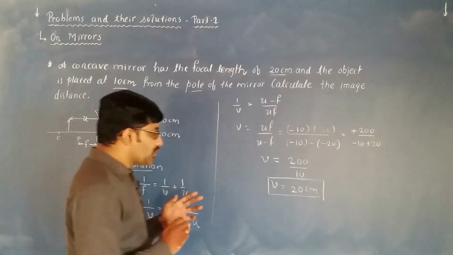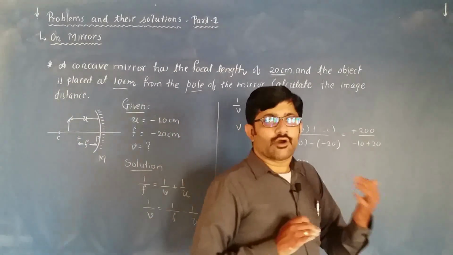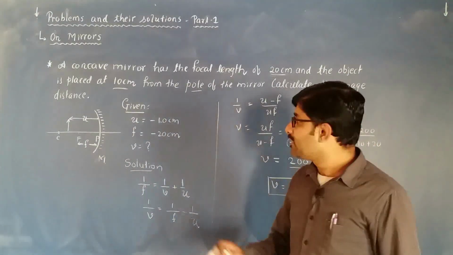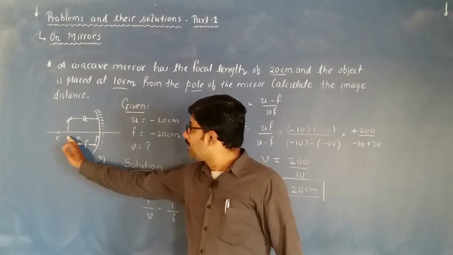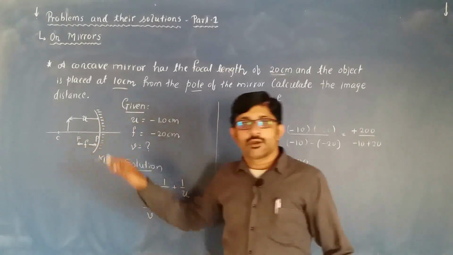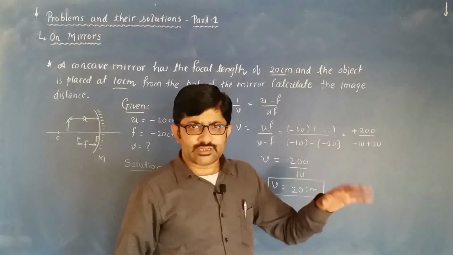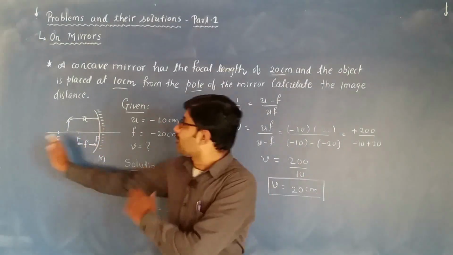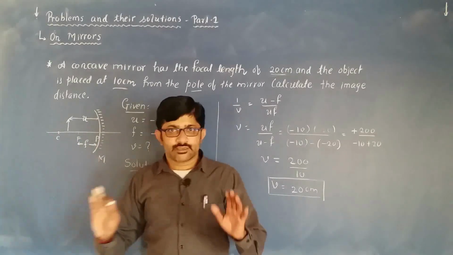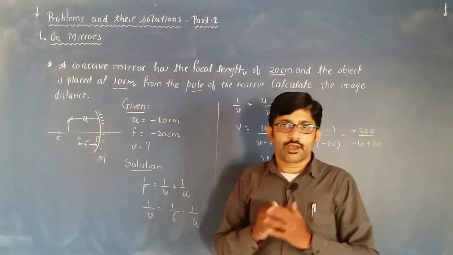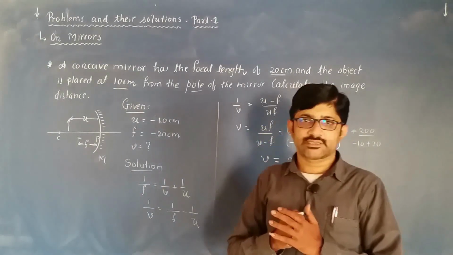Since you got the result of image distance as positive, you can easily predict that the image should be behind the mirror. Behind the mirror, that is 20 centimeter. That's what it means. If it is negative, then the image should form somewhere here. So that's why the conventions are very much important. I hope you got all these things right.